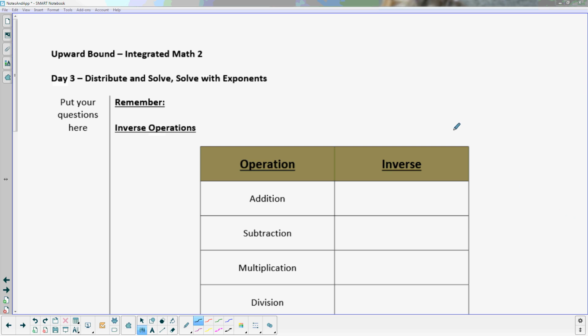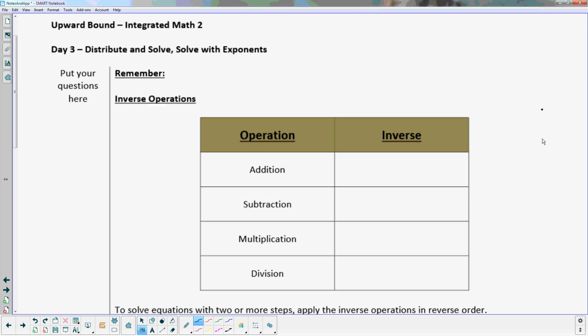Welcome to the Day 3 material for Integrated Math 2. Today we're going to be looking at how to solve equations that are considered multi-step equations, where we would combine like terms and then solve, or the distribute and solve variety. And then we're also going to look at how to solve equations that have exponents in them.